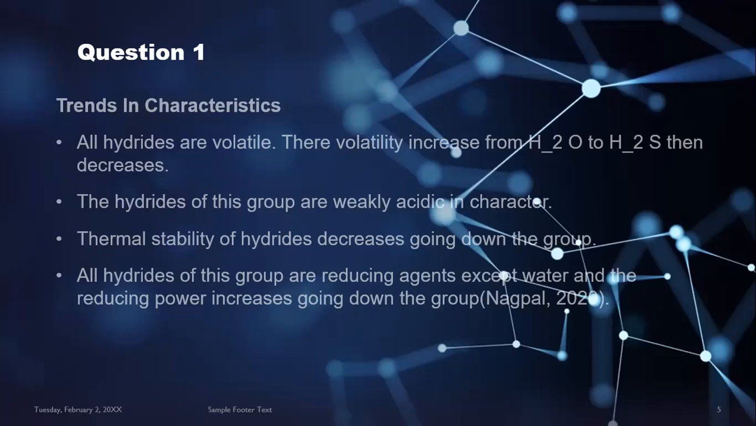The reducing characteristics: all hydrides except water are considered to be reducing agents. The reducing power of these hydrides increases from water to hydrogen telluride. So that is the reducing characteristic. As you go down the group, the reducing characteristic increases.